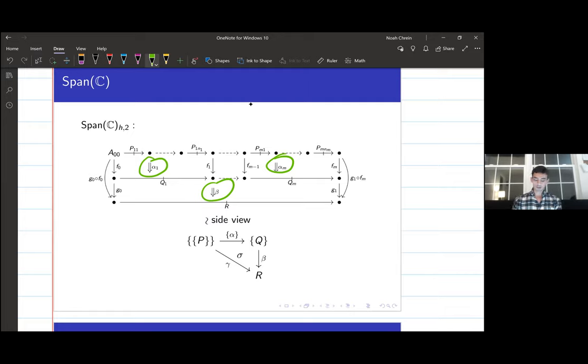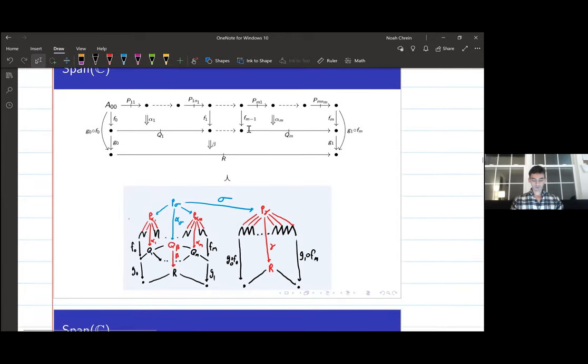Because if we look at this from a side view, I actually have a cell in the back that I wasn't able to draw because it's a two-dimensional representation. But if I look at it from the side view, I have a gamma. Here's a gamma. This gamma appears in the back. And these aren't composing on the nose. I'm not saying that alpha composed with beta equals gamma. There is some extra structure that witnesses this composition, namely, sigma.